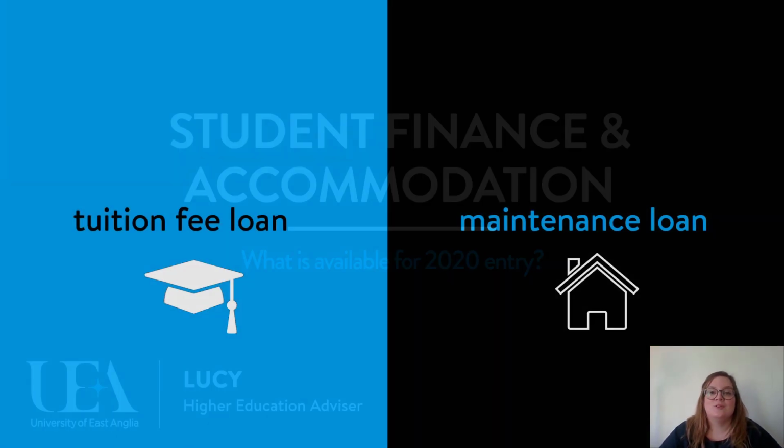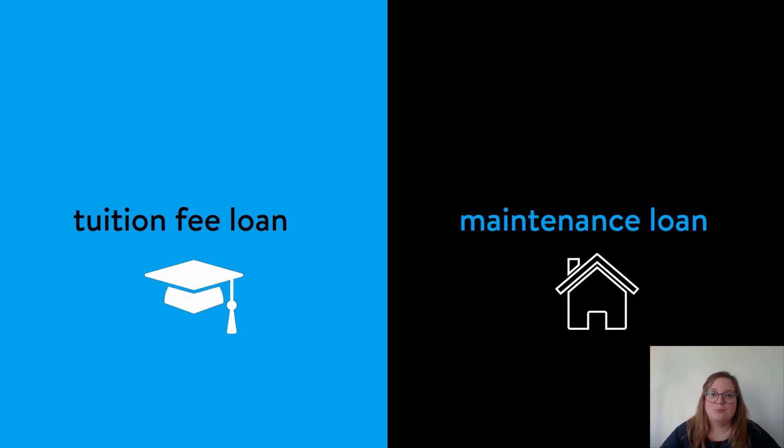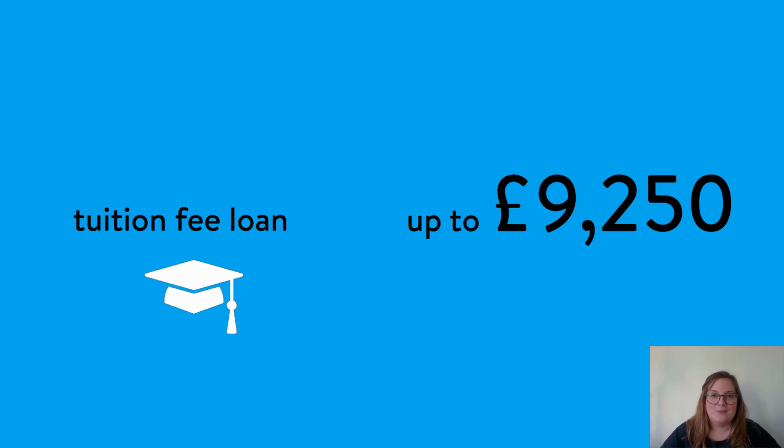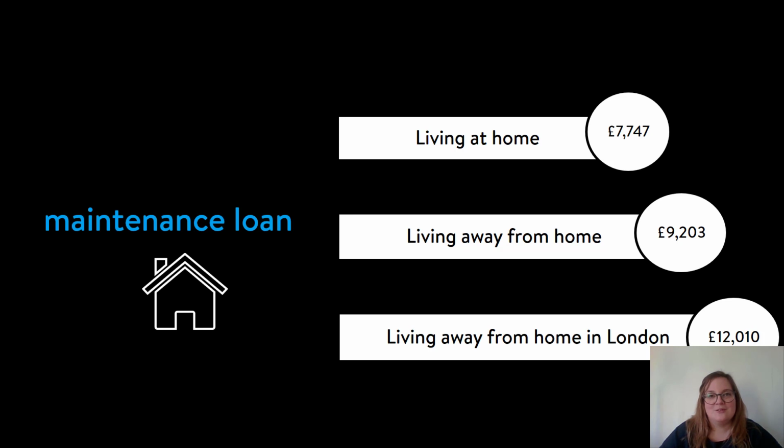So to start with, we wanted to talk about the student loan that's available from Student Finance England. This loan is made up of two parts. The first part is the tuition fee loan. This is the money that goes from the government to the university to pay for your academic costs. So this money doesn't touch the student's pocket as such. The money that goes into the student's pocket is the maintenance loan or living cost loan, and these are the top figures that are available for the 2020 cycle.